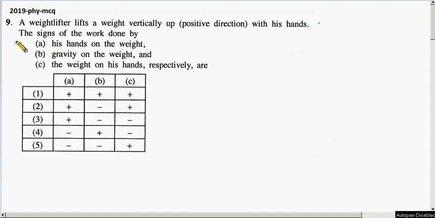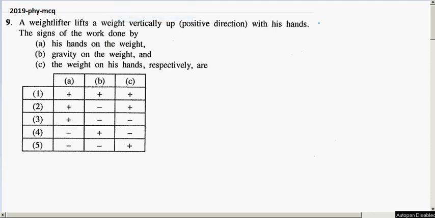Children, today I am going to discuss question number 9 of the 2019 Physics MCQ paper, new syllabus. A weightlifter lifts a weight vertically up, positive direction, with his hands. The signs of the work done by statement A, his hands on the weight; statement B, gravity on the weight; and statement C, the weight on his hands, respectively are: positive, positive, positive; positive, negative, positive; positive, negative, negative; negative, positive, negative, negative, negative, positive. The sign of work is what they want us to find.